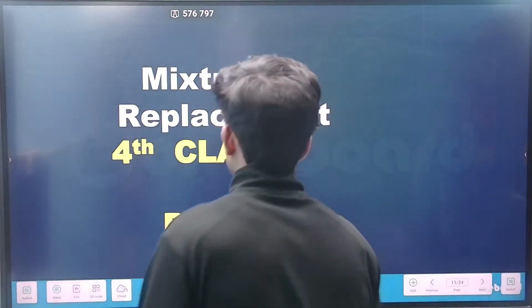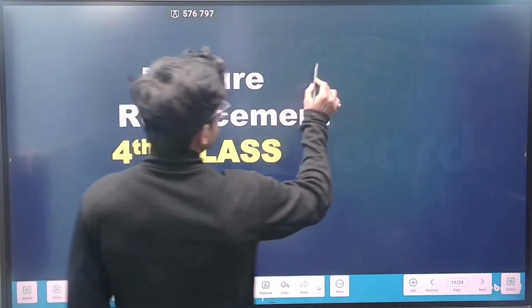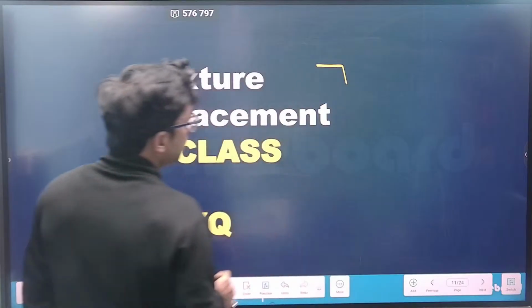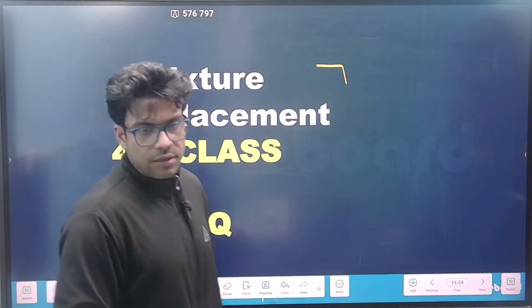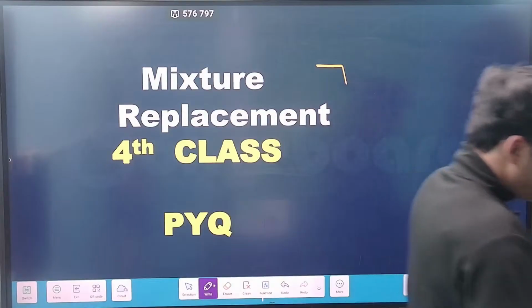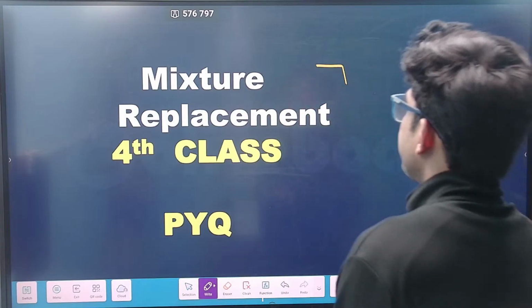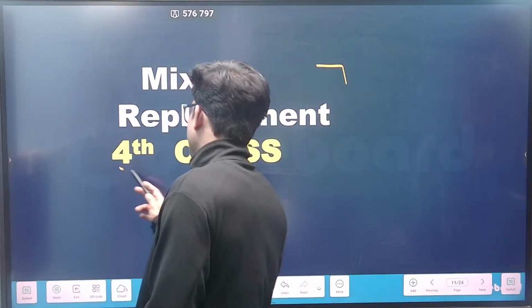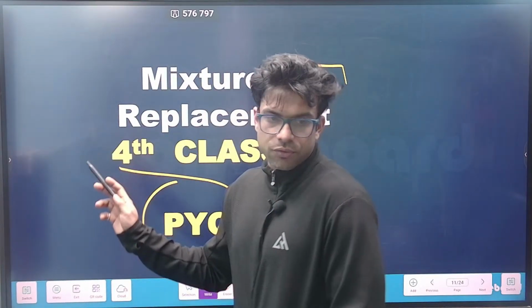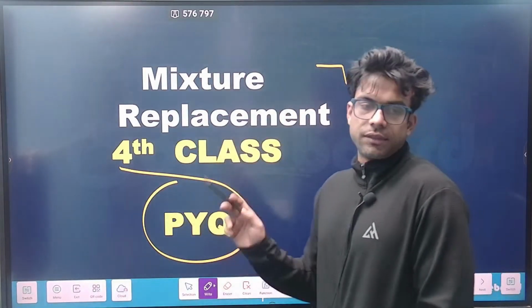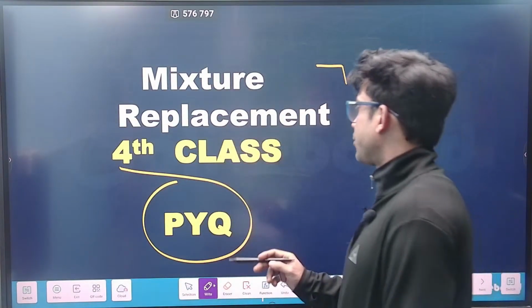So this is the mixture alligation fourth class. Again, we have done a lot of problems on mixture alligation. Today we are solving some more problems. We will discuss problems from the past PYQs only. Every problem we discuss today will be a past PYQ problem.